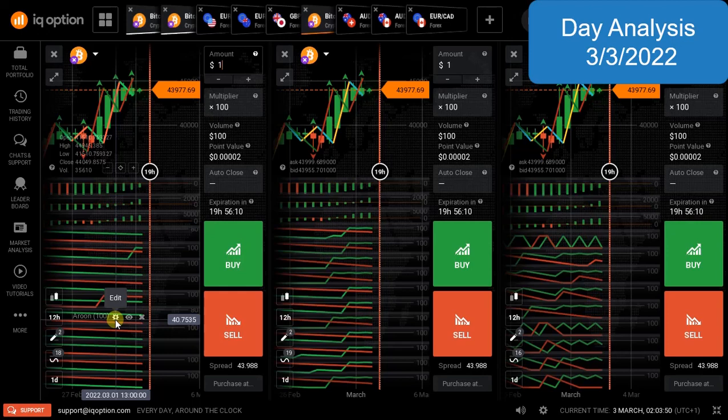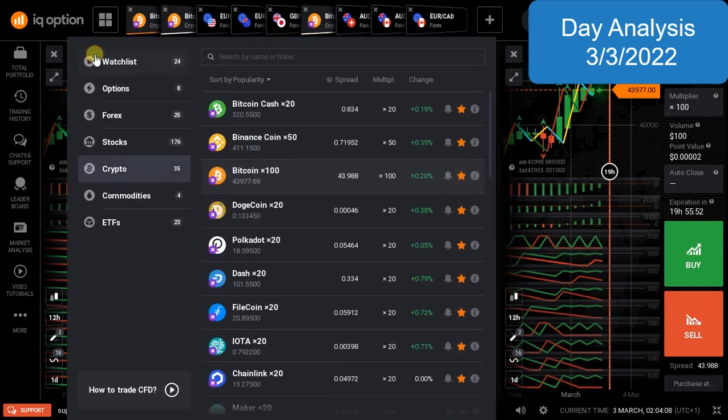So if we are to make any further uptrend, it's not going to be a big uptrend, because we have that resistance that will be pushing us back into a downtrend. So that's Bitcoin. Let's analyze something else now.